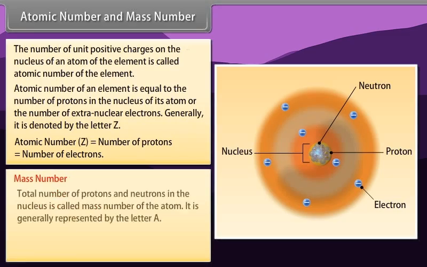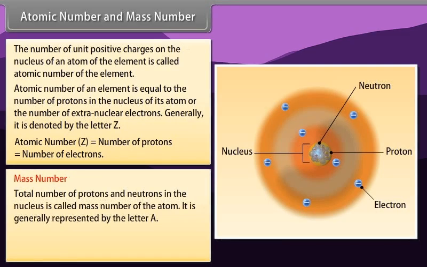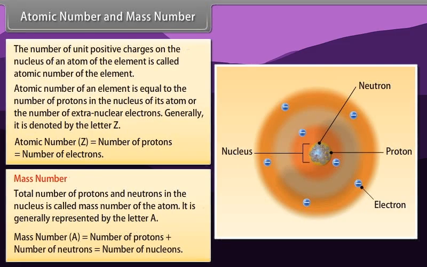Mass number. Total number of protons and neutrons in the nucleus is called the mass number of the atom. It is generally represented by the letter A. Mass number A is equal to number of protons plus number of neutrons is equal to number of nucleons.